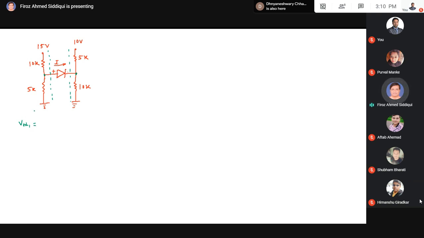Voltage divider network पता है आपको कैसे solve करते हैं? It will be the resistor connected to ground, that is 5, divided by the sum of the resistors, that is 10 plus 5, multiplied by the voltage, that is 15 volt. So what is VTH1 then? 5 upon 15 into 15. That means it is equal to 5 volt. So VTH1 is 5 volt.